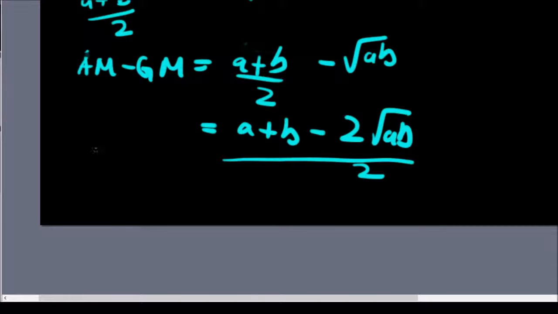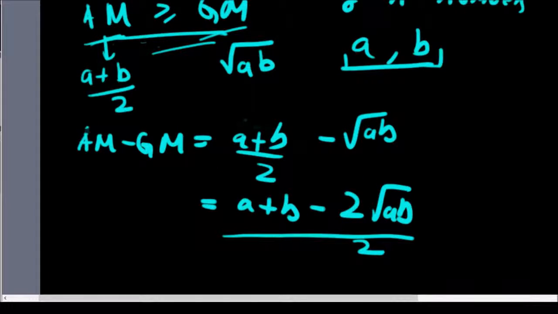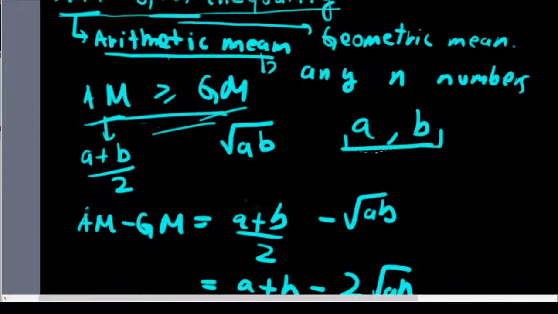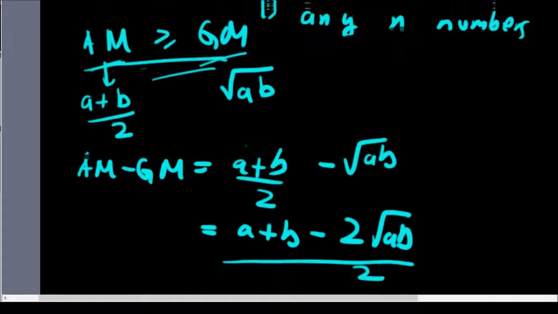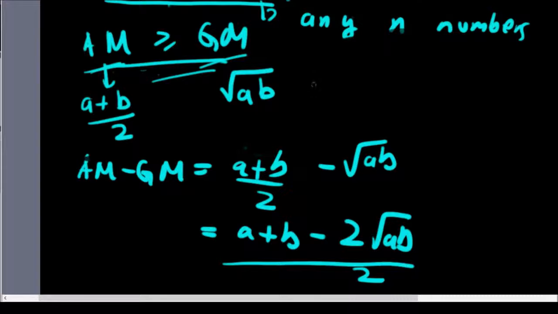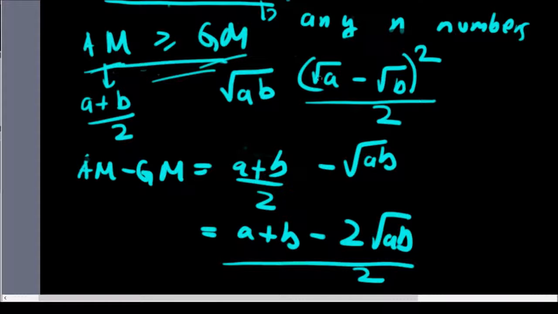And notice that, let me just erase some of the stuff. As I said, I have a limited screen, small screen, big handwriting, worst possible case. Anyways, notice that this can be written as (square root of a minus square root of b) squared upon 2. This is because (square root of a minus square root of b) squared will be a plus b minus 2 square root of ab. So I have done nothing new here, I have just rewritten it.